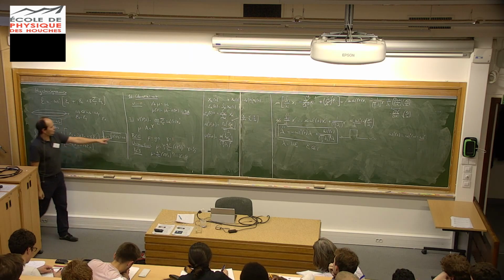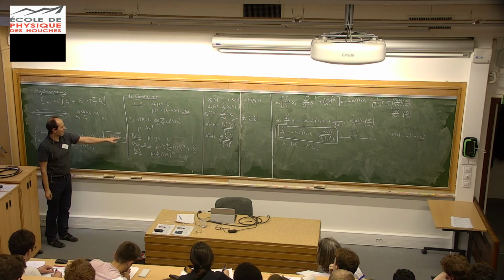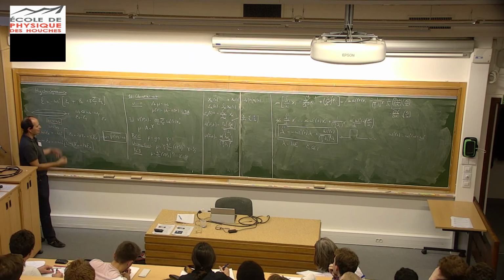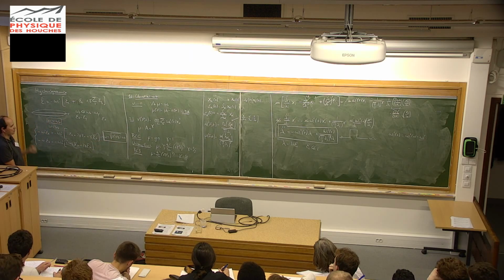So for instance, when gamma is equal to 1, you get that omega is equal to twice the transverse frequency, which is a well-known frequency for the breathing mode, the transverse breathing mode of a Bose-Einstein condensate.